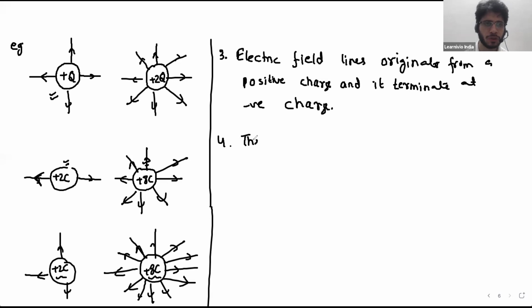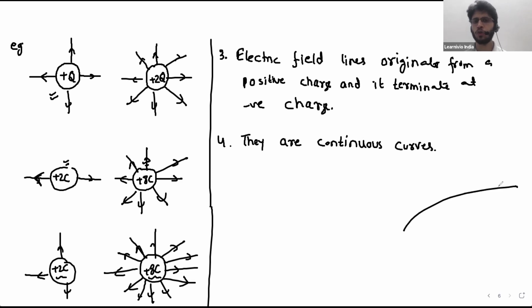They are continuous curves. Means there is no break in electric field lines. If I draw field lines, there should be no break in field lines. The only break occurs when you have positive and negative charges. It will originate from a positive charge and it will terminate at a negative charge.